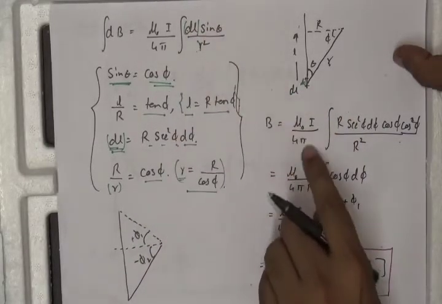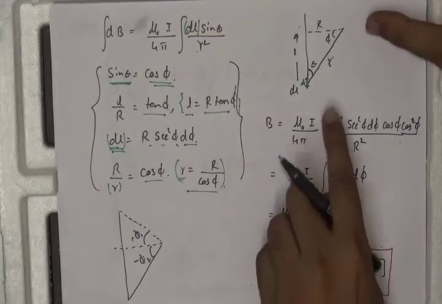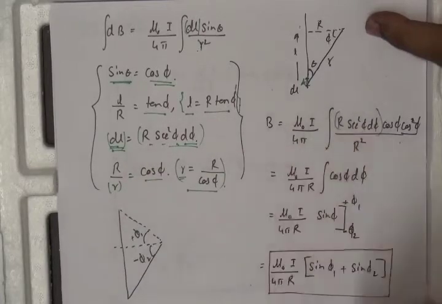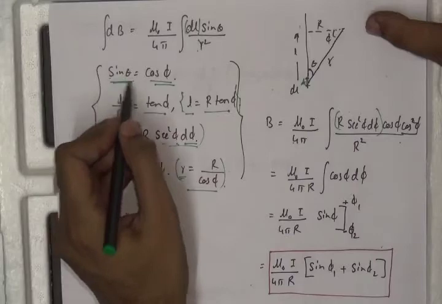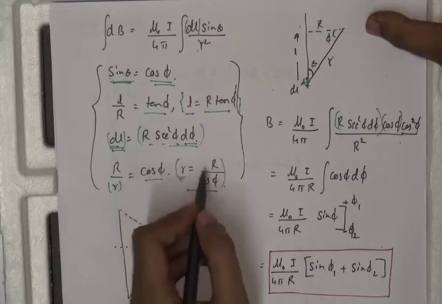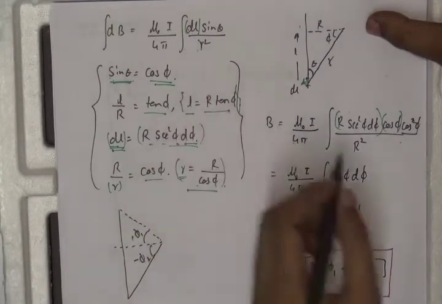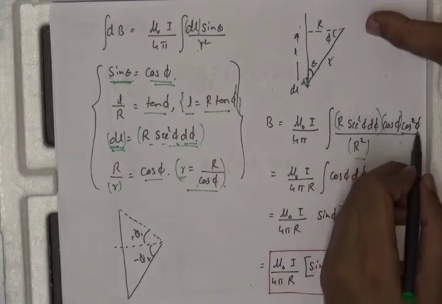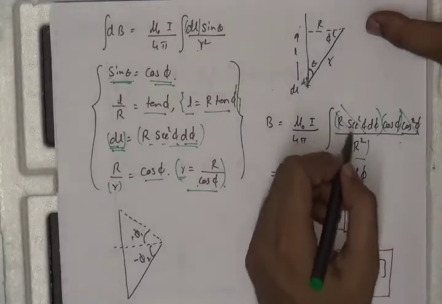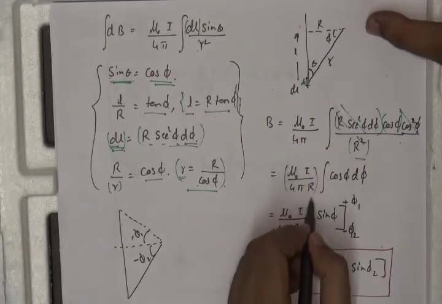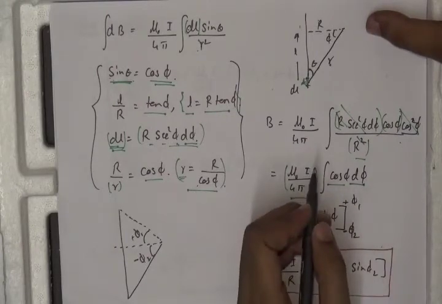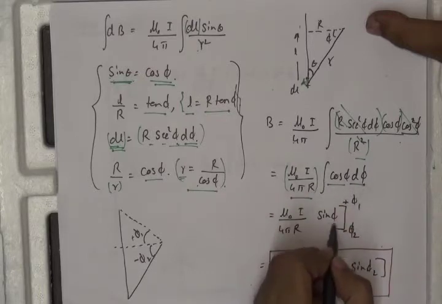equation. I will get mu naught I upon 4 pi, dl is equal to R sec square phi d phi. Then I put the value of sine theta equal to cos phi. Then I put the value of r equal to R by cos phi. So r square will become equal to capital R square upon cos square phi. Cos square phi and sec square phi will become equal to 1. One R will get cancelled, and thus we'll have mu naught I upon 4 pi R into cos phi d phi, which is a comparatively simple integration because the integration of cos phi d phi will be equal to sine phi.